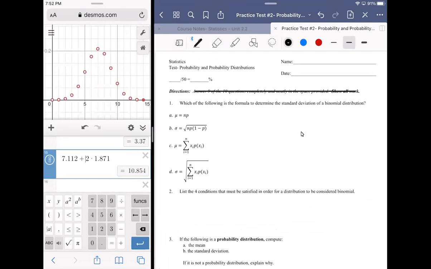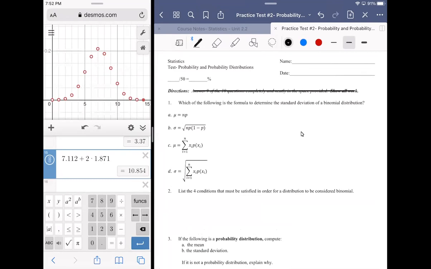So anyway, which of the following is the formula to determine the standard deviation of a binomial distribution? Right? So it's designed to give you a kickstart on the test. Everybody should be getting number one right. This should be choice B, right off the bat. You see, it's a slightly different question, same choices. Slightly different question because it's asking for something different. It's asking for the standard deviation of a binomial distribution. But it's still the same four choices, same order.